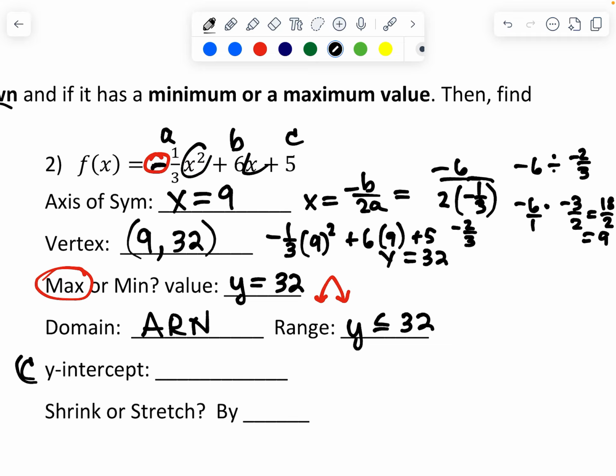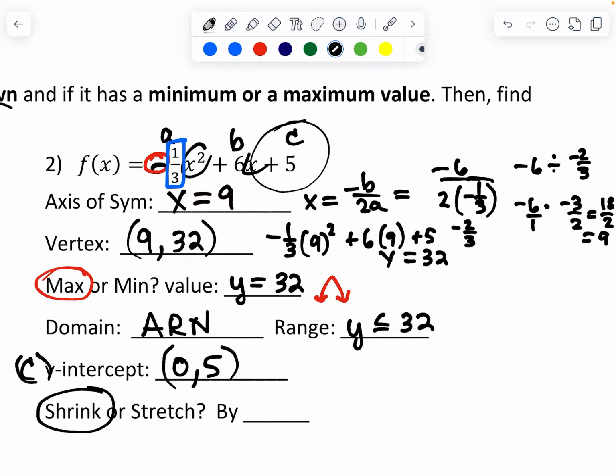The y-intercept is still the c value. The c value is 5, so it's going to be 0, 5. And the a value, we're not looking at the negative, we're just looking at this a value right here of 1/3. Since it's a fraction, it's between 0 and 1. That is a shrink by 1/3, not the negative. The negative only tells me if it's a max or min. The shrink or stretch is just the a value, the positive a value. It's like the absolute a value. It's the positive a value only.